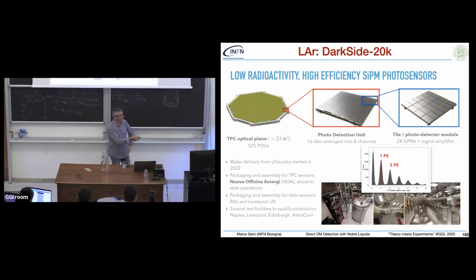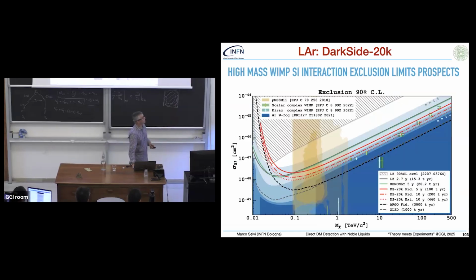You can do this also with the photomultiplier, but particularly with silicon PMs, you can distinguish very well the various peaks of each photoelectron that you detect. This is done in Sergi, where the Gran Sasso laboratory is present, and they will at the end fill the bottom and top part of the TPC with these photosensors. At the end, the plan is to run the detector for 10 years, and you see the red lines are those of DarkSide.